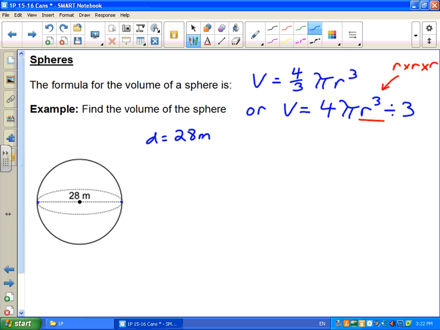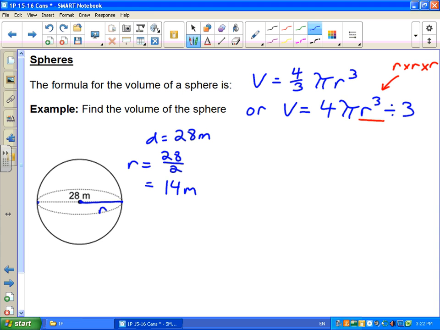To use this formula, we need to know what our radius is. So our radius, or r, is going to be half of our diameter, because the radius starts at the center and goes out to the edge. So our radius is going to be 28 divided by 2, or 14 meters. Now we just want to put that value into our formula.